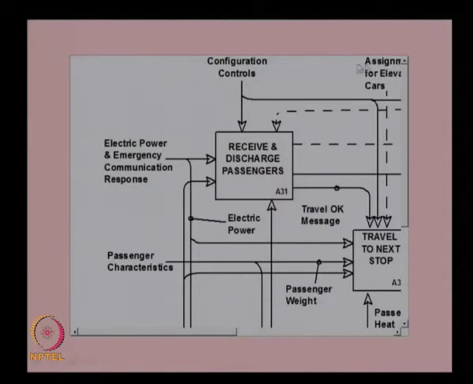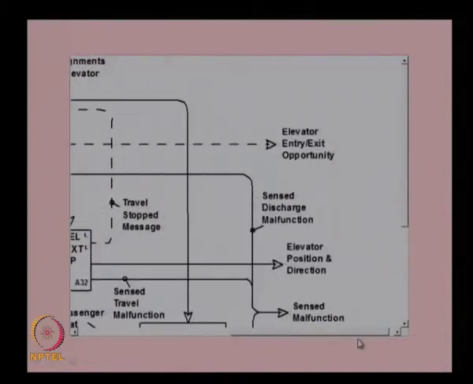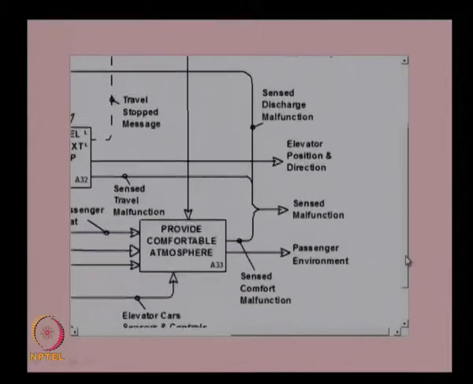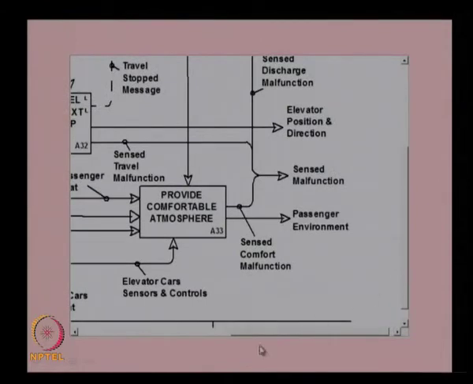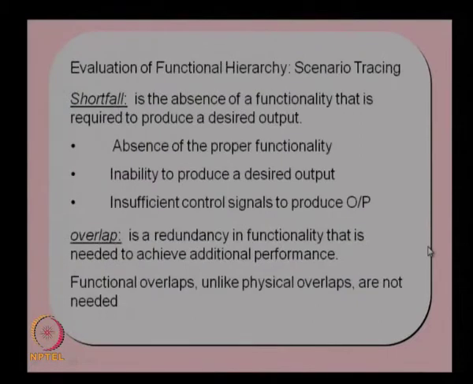These are the control inputs coming to this A3 function, and these are the outputs coming from the A3 function, and this A3 function is providing these outputs through sub functions A31, A32 and A33. So that is the way we actually divide these functions using an IDEF0 diagram.